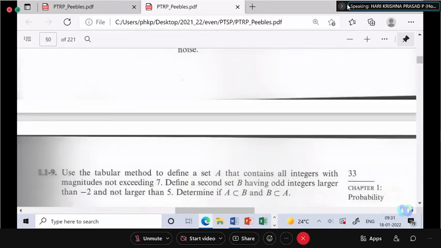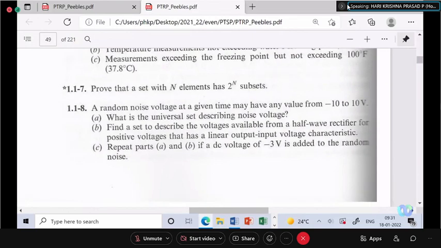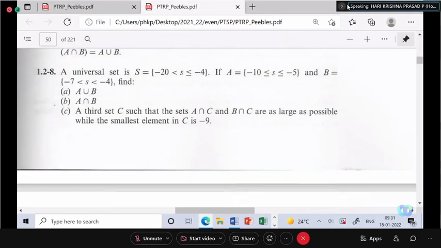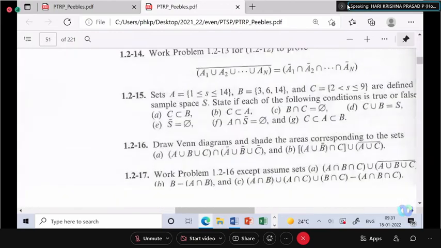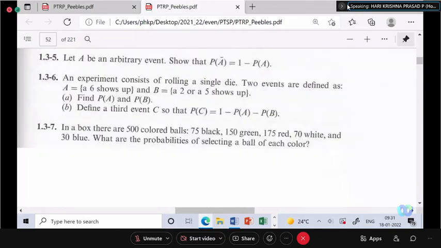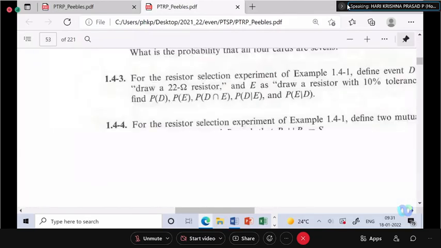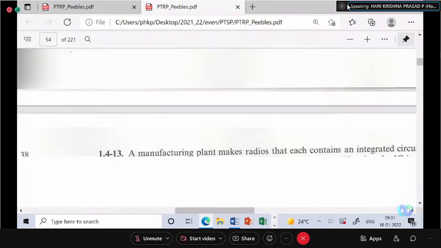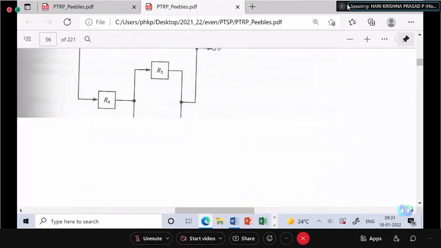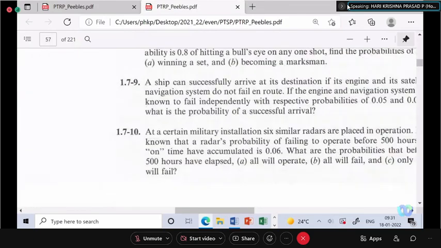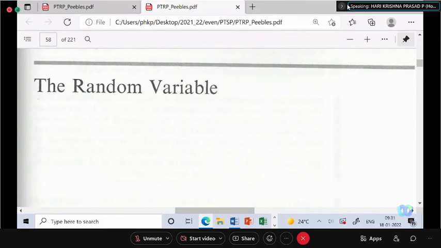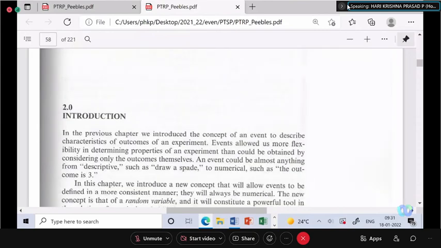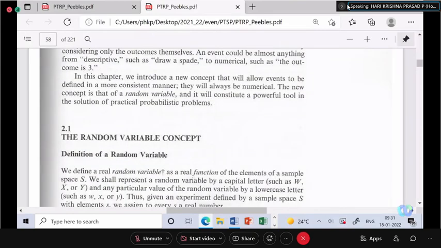Here is a sequence of problems, try to work out these problems. You can expect one of these problems in your mid or end examination. Be thorough with all these problems. So when we meet again, I will be discussing the second chapter, that is random variables. Please work out all these problems. Don't leave any problem. This is the topic for tomorrow's class, the random variable. This will be considered from the prescribed text.